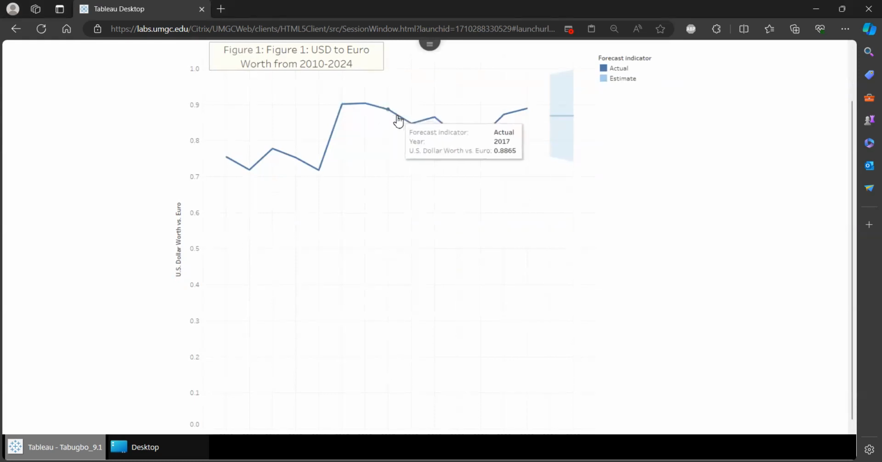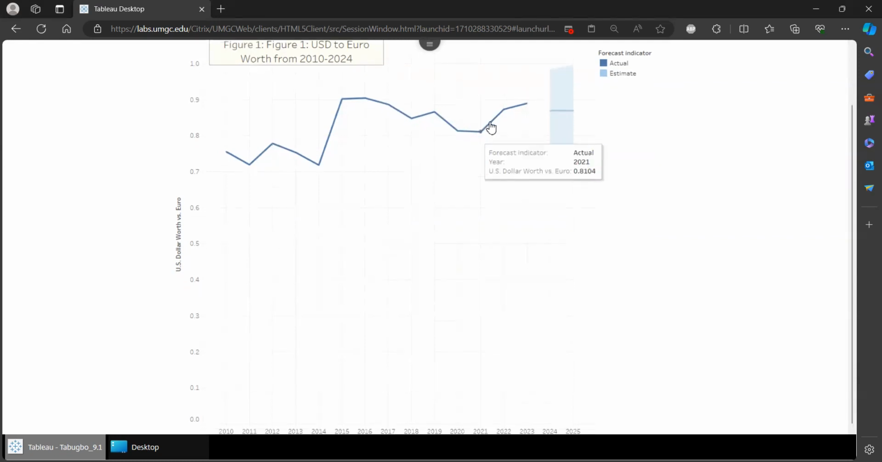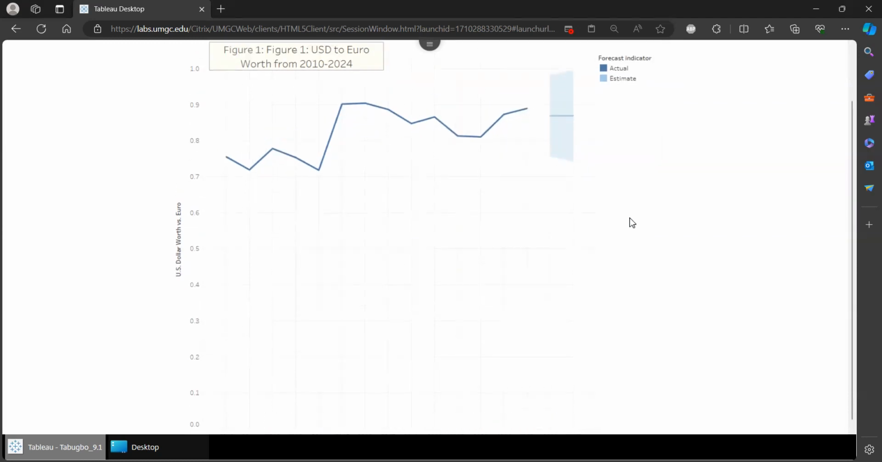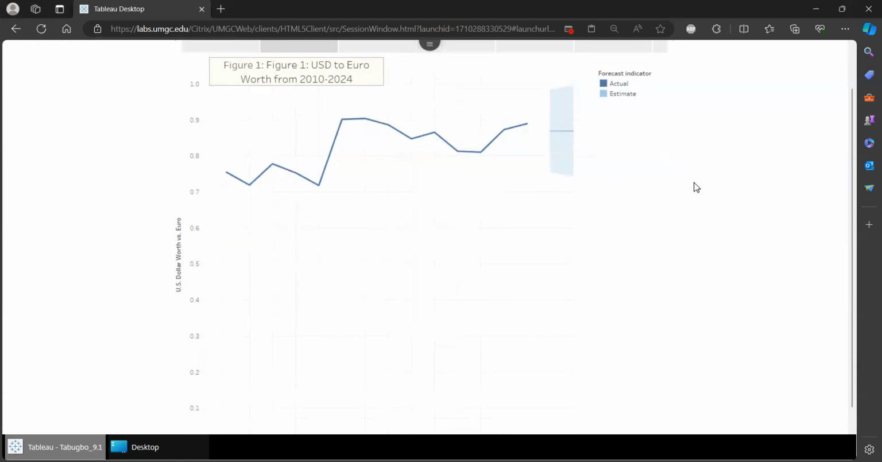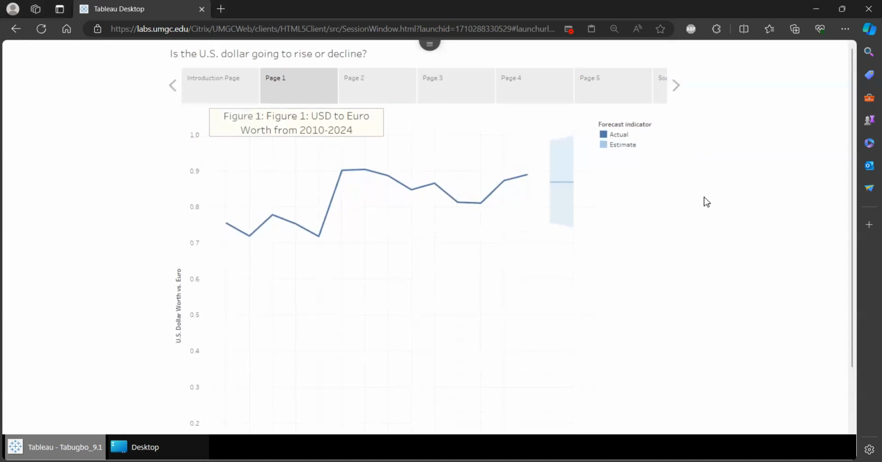And then it slowly slips downward and overall reaches 88.94% by 2022. And this trend shows that the US dollar will continue to decrease in worth. And I personally believe this forecast due to these next graphs I'm about to show you.